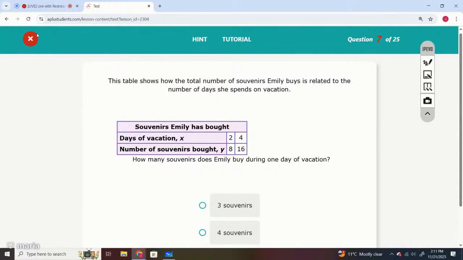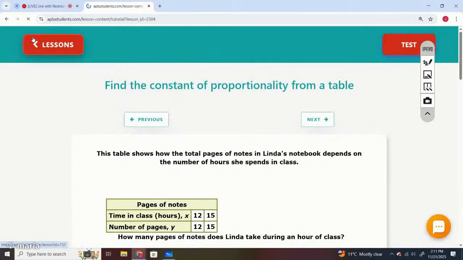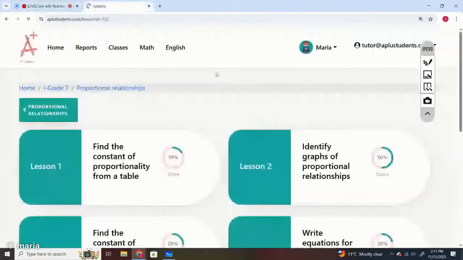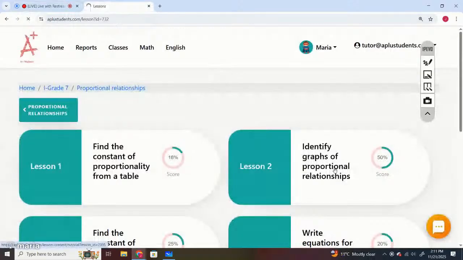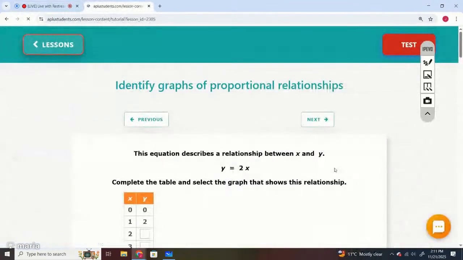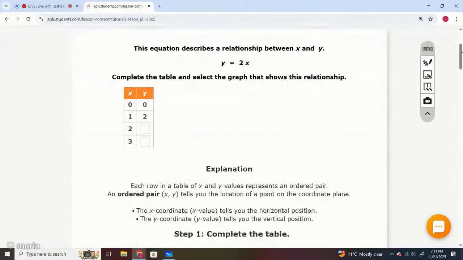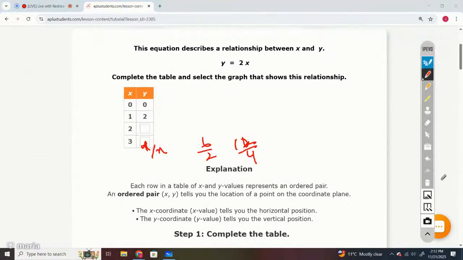Okay, the next lesson is identify graphs of proportional relationships. Let's start with the example. This equation describes a relationship between x and y. y is equal to 2x. Complete the table and select the graph that shows this relationship. We need to complete the table first, right?